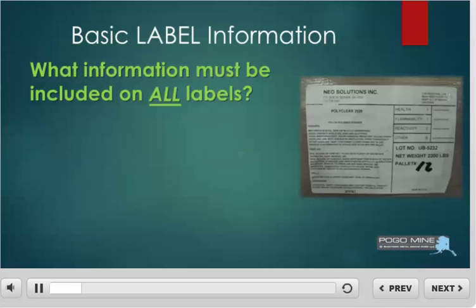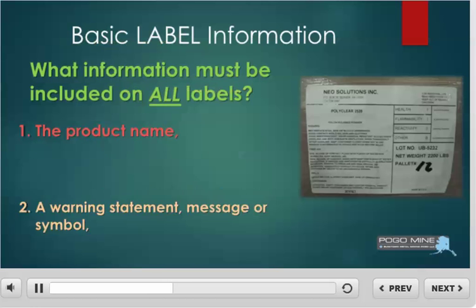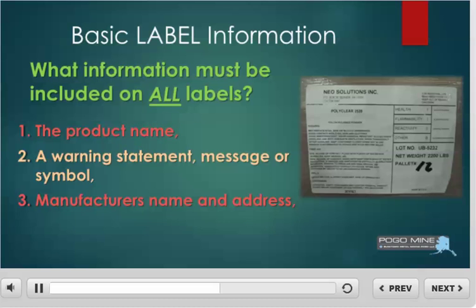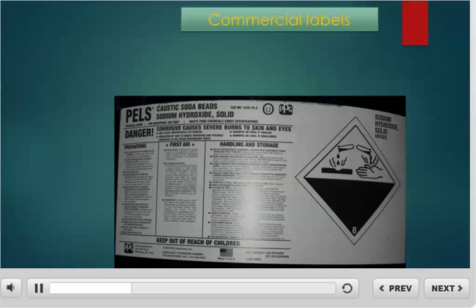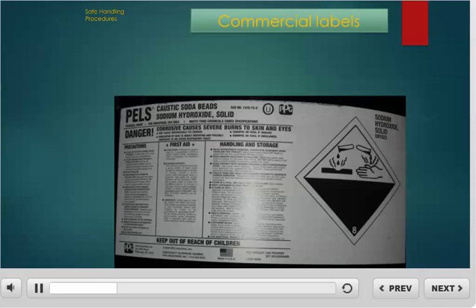Four items are considered the bare minimum for labeling of any chemical product: the product name, a warning statement, message, or symbol, the manufacturer's name and address, and safe handling procedures. What is it? The commercial name and the standard chemical name are both listed. Safe handling procedures may be in small print, but it's critical to read them. If the print is too small or too awkwardly placed, get the SDS.